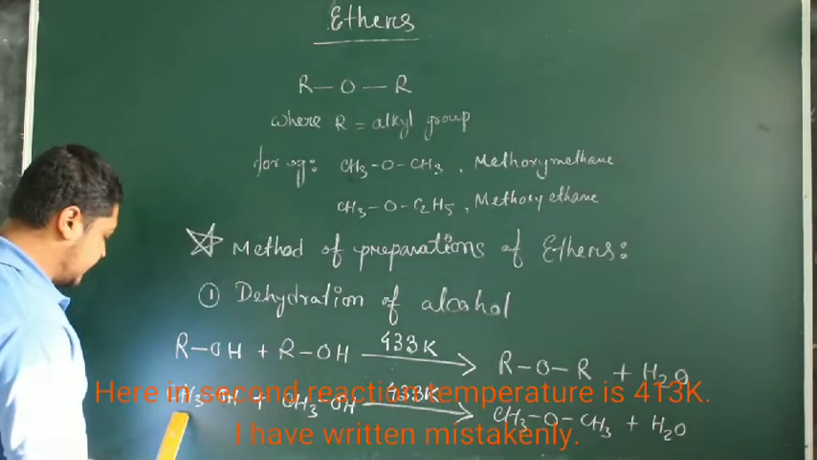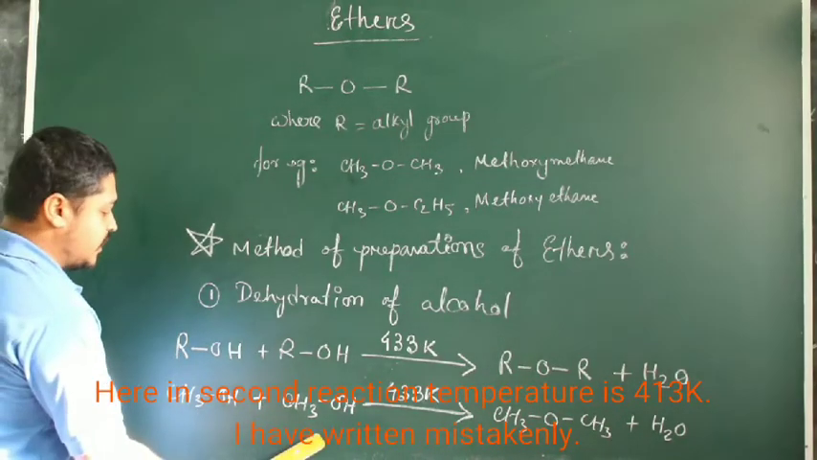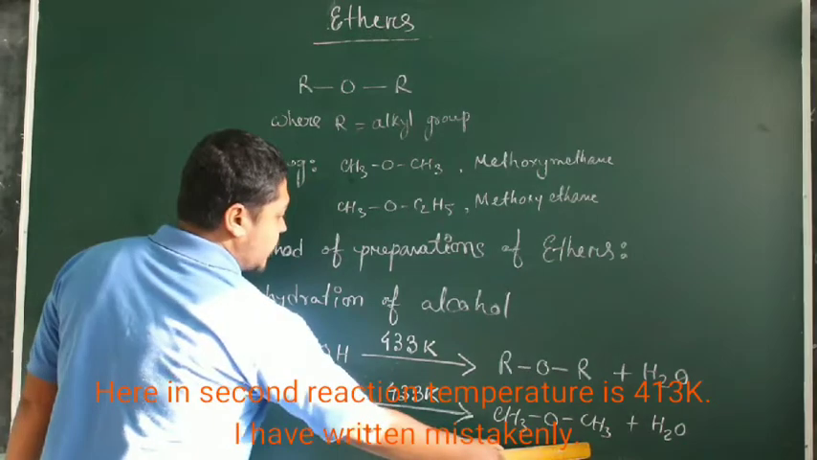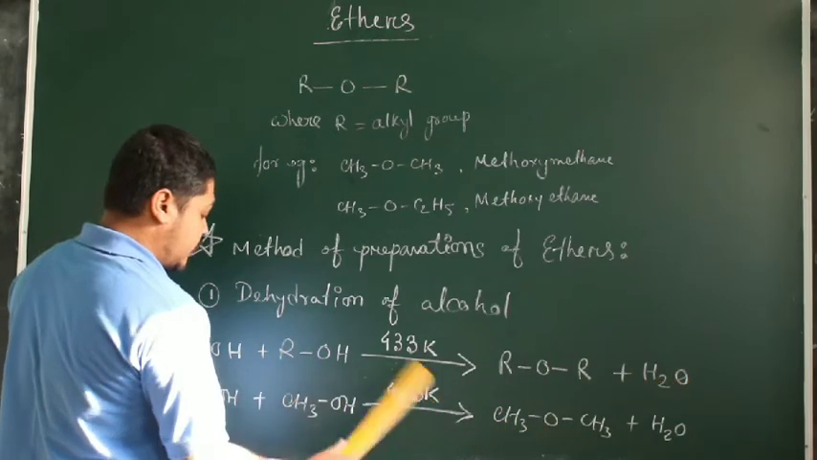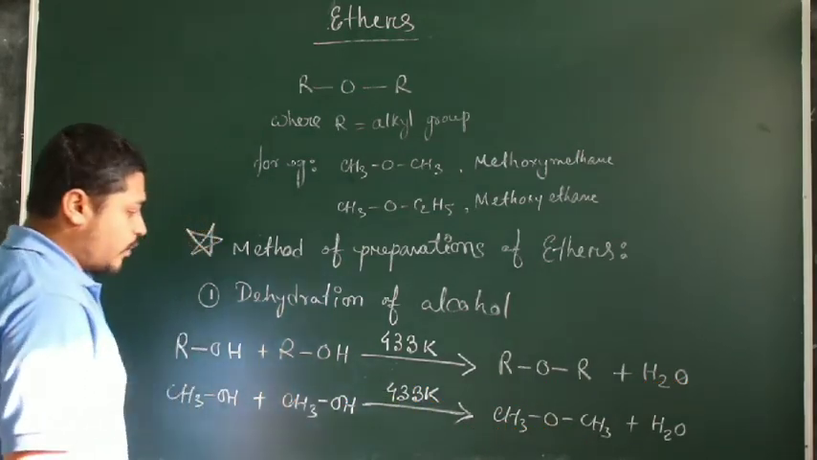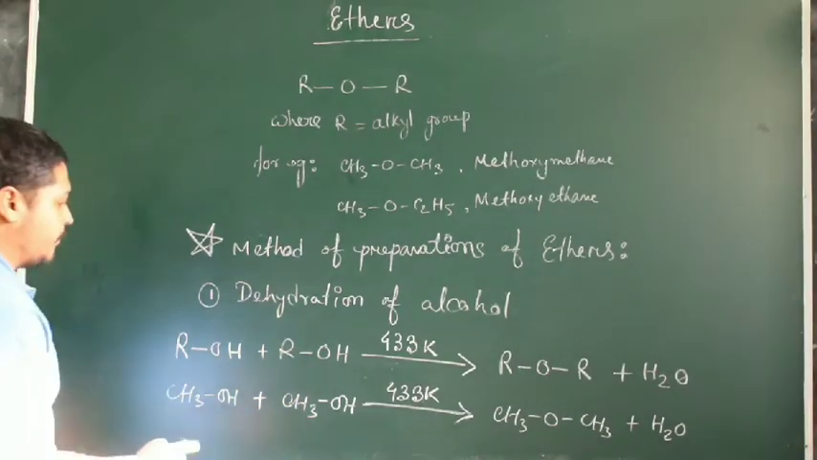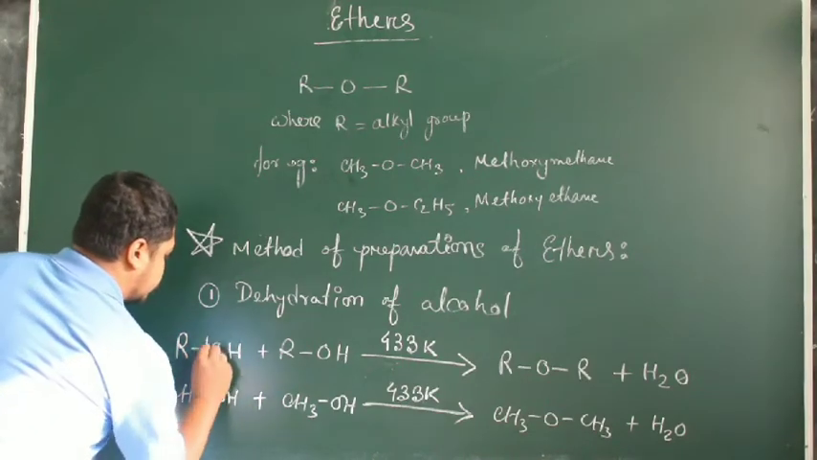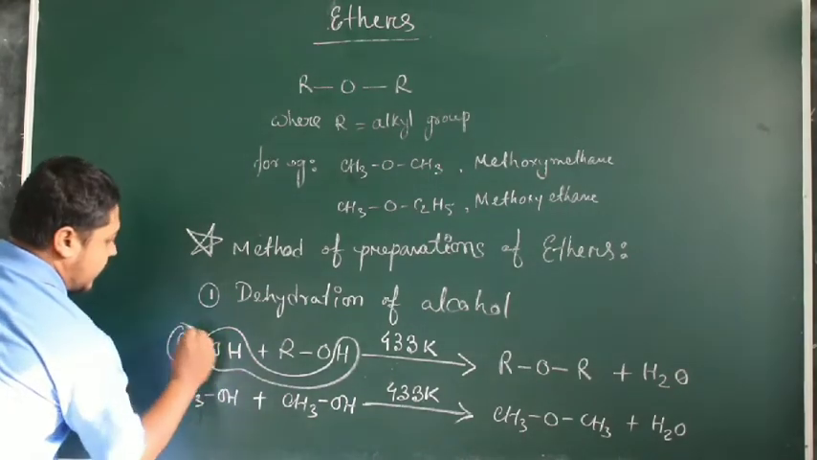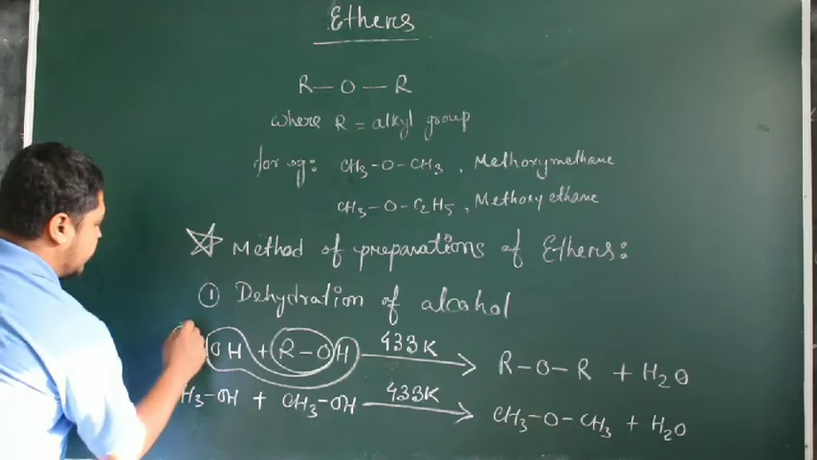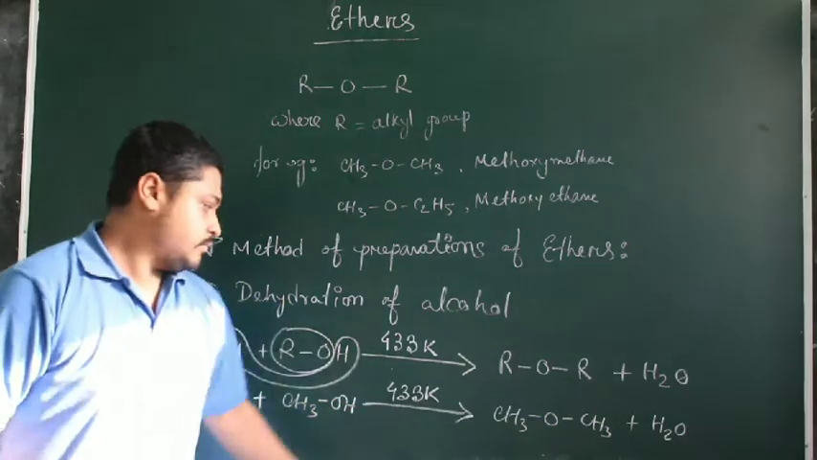Similarly, for this example, R means the CH3 group. CH3OH plus CH3OH combine to give CH3OCH3, and removal of a water molecule takes place when treating at 433 Kelvin temperature. This is the process of removing water. So what is the remaining portion? R and RO. The remaining portions of the alcohols combine to give ROR.